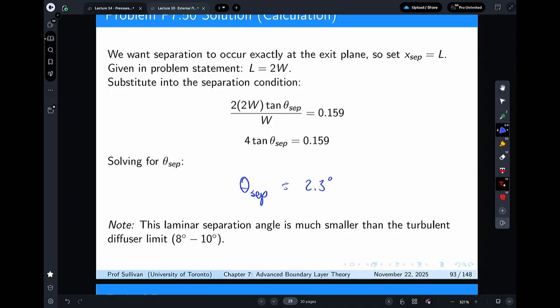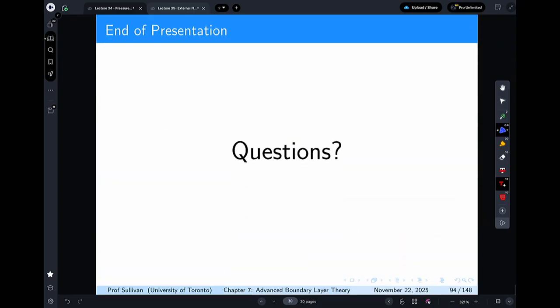So if you do that, you'll notice, or you would find from experience, that the laminar separation angle is much smaller than the turbulent diffuser limit. And again, this is one of the advantages to having turbulence. You sometimes want to have turbulence, even though it's more chaotic flow. What happens is that it helps stabilize things. And so you can have a much higher nozzle angle or exit angle for the diffuser in those cases if you have turbulent flow. Questions?